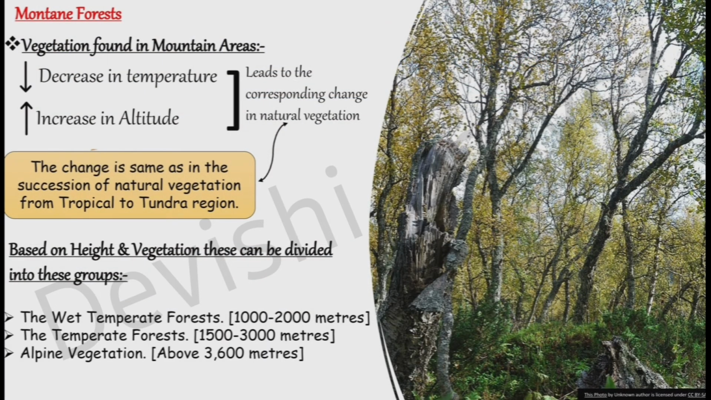Now let's talk about montane forest. Vegetation found in mountain areas depends upon the decrease in temperature and increase in altitude. This leads to a corresponding change in natural vegetation. This corresponding change is the same as in the succession of natural vegetation from tropical to tundra region, based on height and vegetation. These can be divided into these groups: the wet temperate forest, temperate forest, and alpine vegetation.